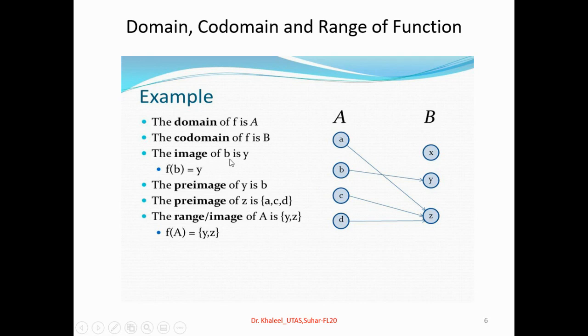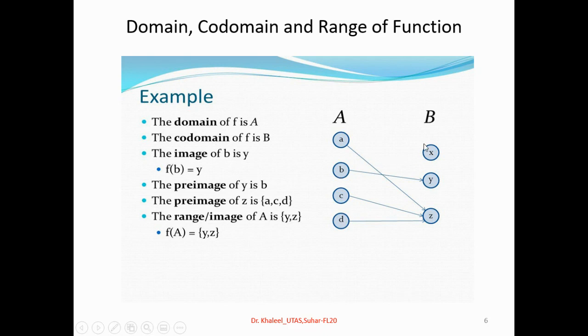Then the image of B is Y. That means X, Y, Z are called images, and these A, B, C, D are called pre-images. So in other words, the image of B is Y. The pre-image of Y is B.